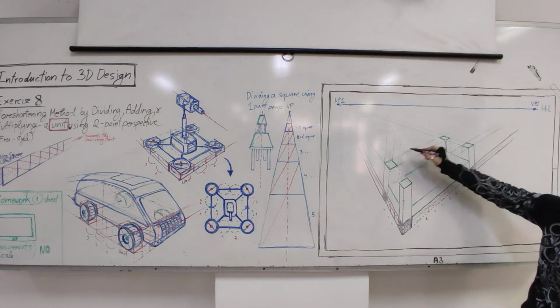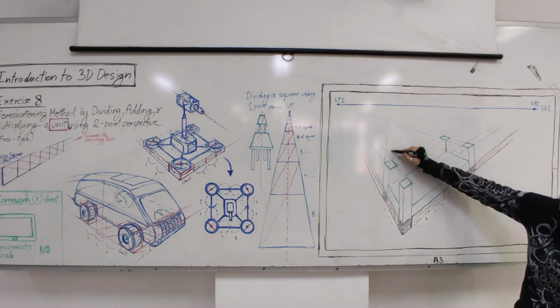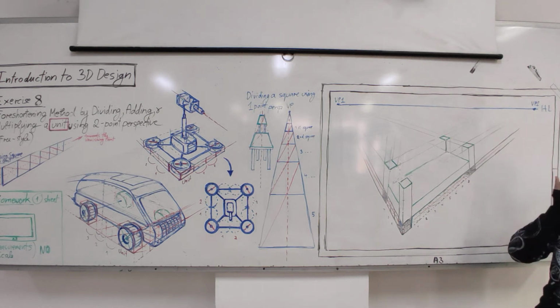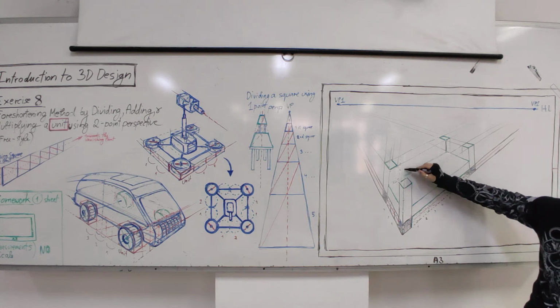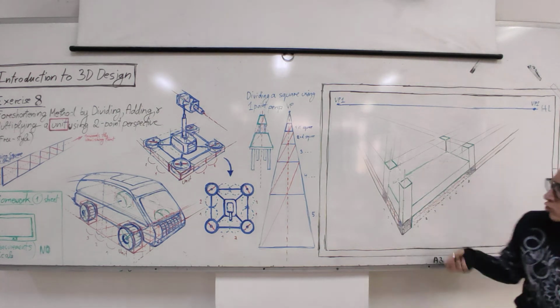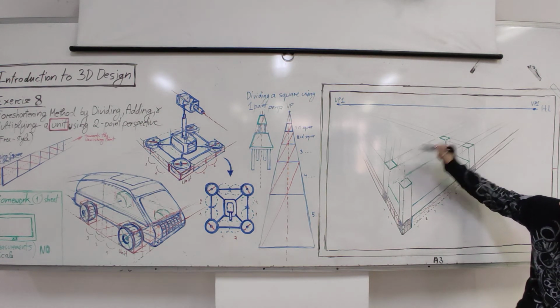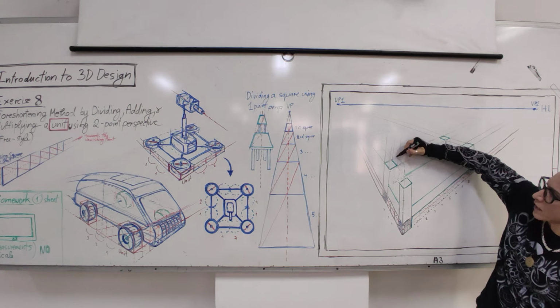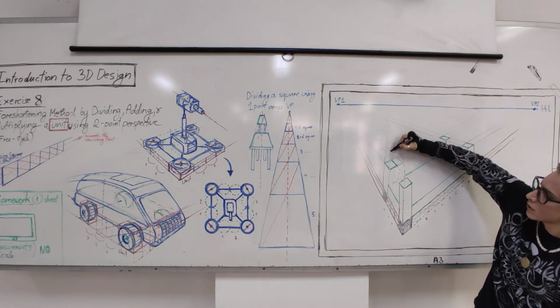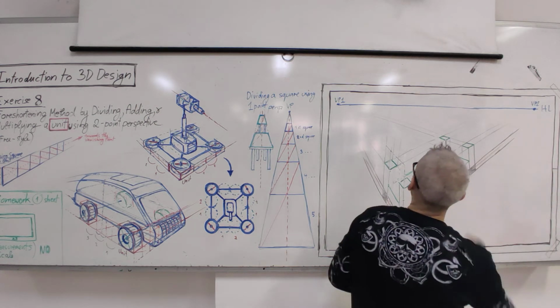So I will choose, for example, the height from this. We don't have measurements, but from the first stage, I could choose, for example, 2 units. This is 1 unit, another unit here, okay. Let's take it to the vanishing point, where it will intersect this and this.